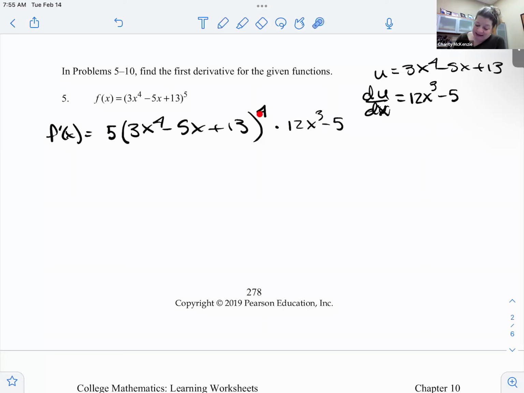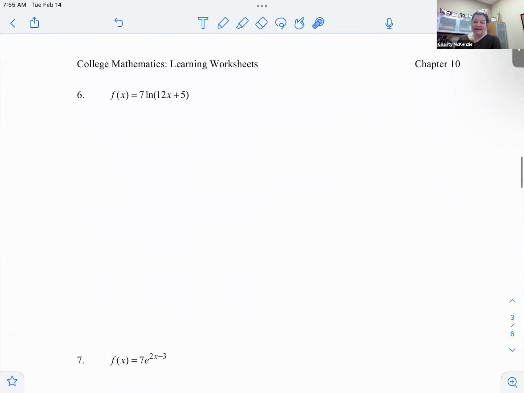Okay, so big idea is to the fifth, right? And then we bring the five down, we drop one down, everything stays the same, times by the derivative of the inside. Okay, what is the outside idea on this one? And what is the inside idea on this one? Okay, so the outside idea is going to be the log. Okay. What is the inside piece? The inside is 12x plus 5.